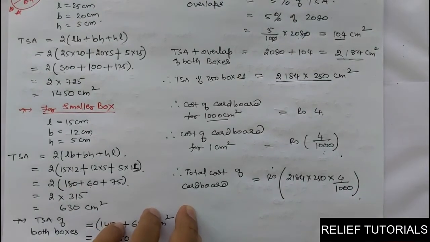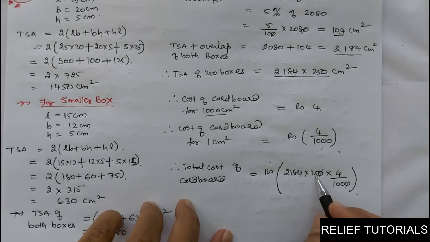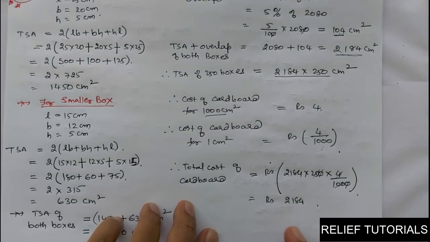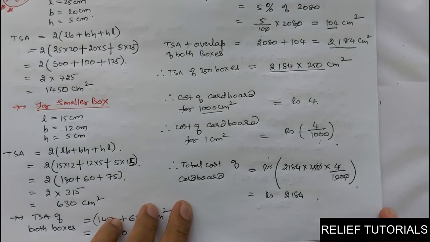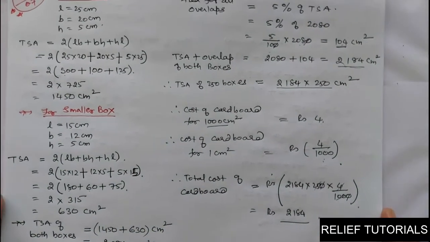Clear? So you will cancel this. 0 cancel, 0 cancel. 25 fours are 100. So this 100 cancels. So that is equal to rupees 2184. So this is the total amount required. Therefore, the total cost of cardboard is rupees 2184. Have you got it, friends?